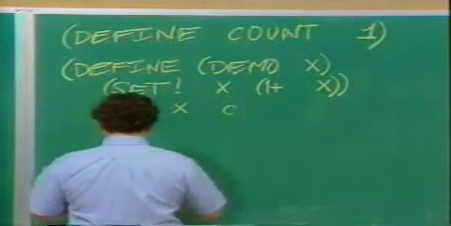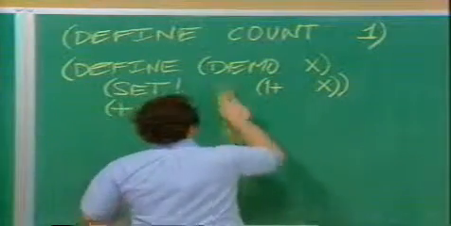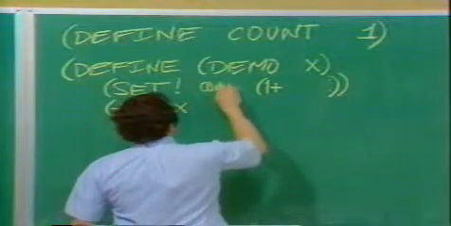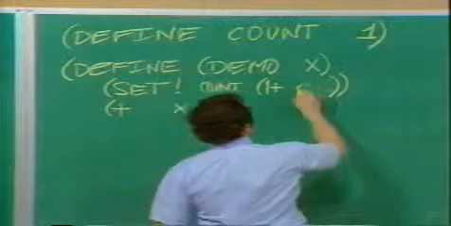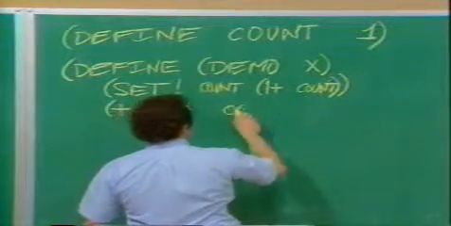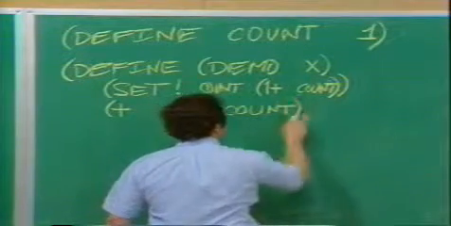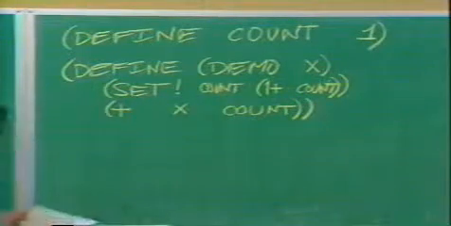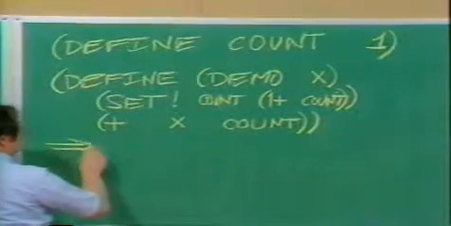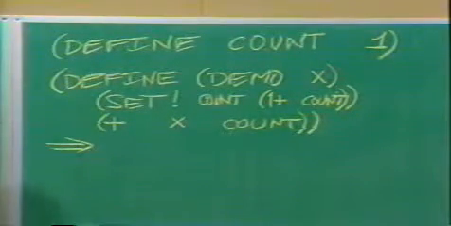Oh, I just made a mistake. I want to say set count to 1 plus count, which is this thing defined here. And set plus x count. Then I can try this procedure. Let's run it. So suppose I get a prompt and I say demo of 3.